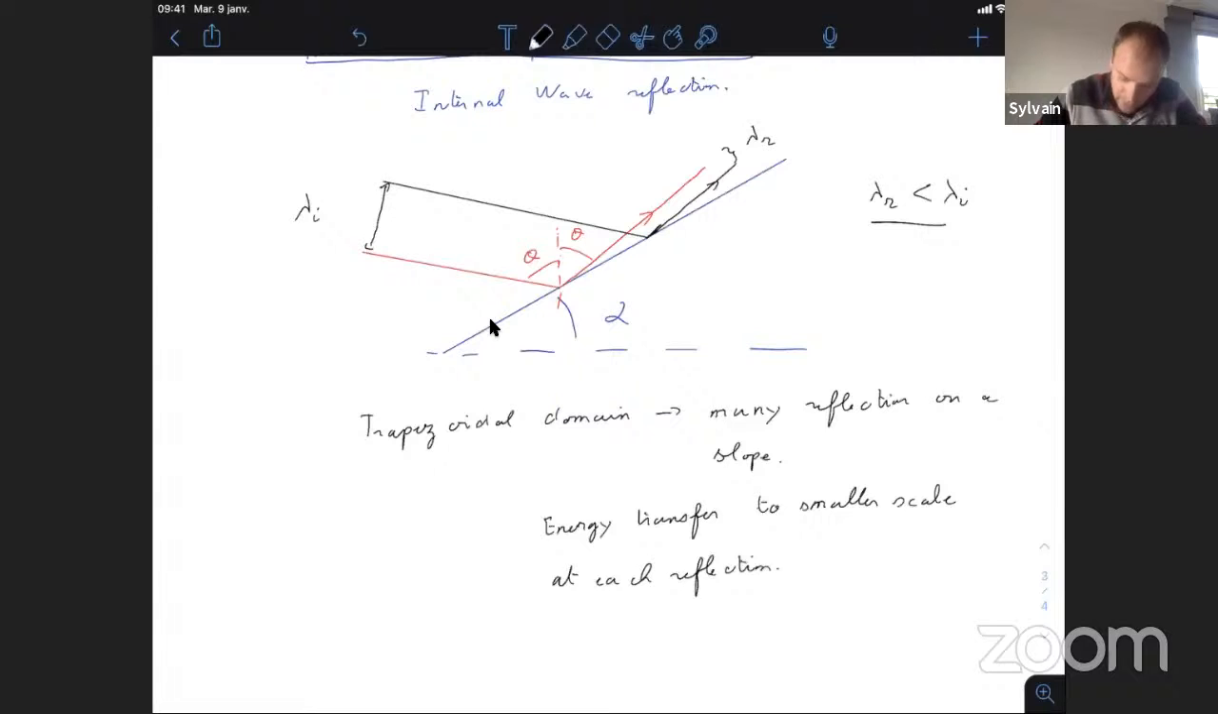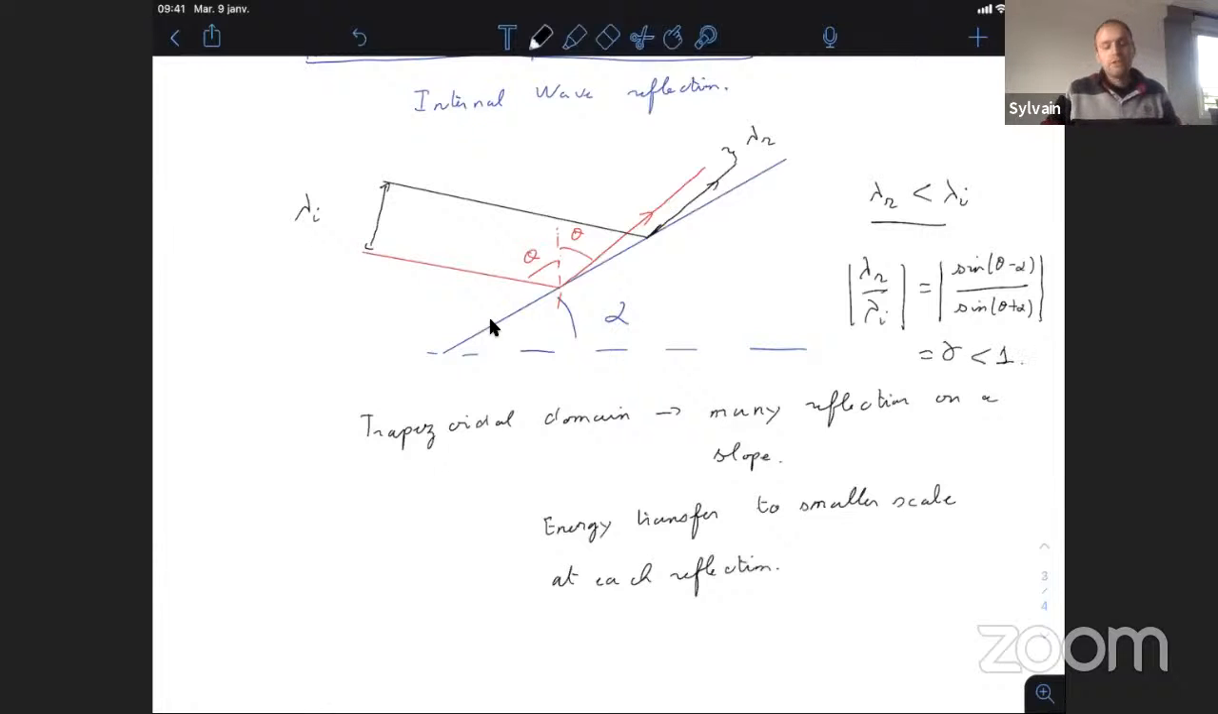Just to give you, that's a calculation, it's just geometry. You have this relation, gamma equals sine of theta minus alpha divided by sine of theta plus alpha. It's just geometry in this plot, which gives you this coefficient, which is smaller than 1. At each reflection, you divide the wavelength by gamma. So after n reflections, your wavelength is divided by gamma to the power n.